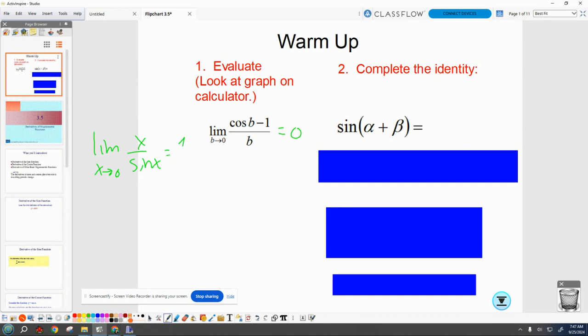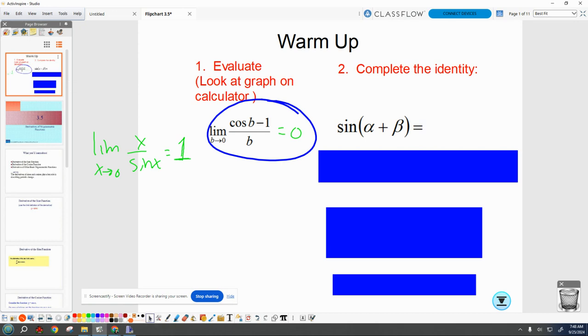I asked you guys to memorize this one, there were 2 others in that section. You don't need to use these really. I use them for today's proof. So here's one of them that I just wanted you to see and believe. Looking at it graphically, there it is. Cosine b minus 1 over b as b goes to 0 is 0. And don't panic, I'm not going to require you to know these.